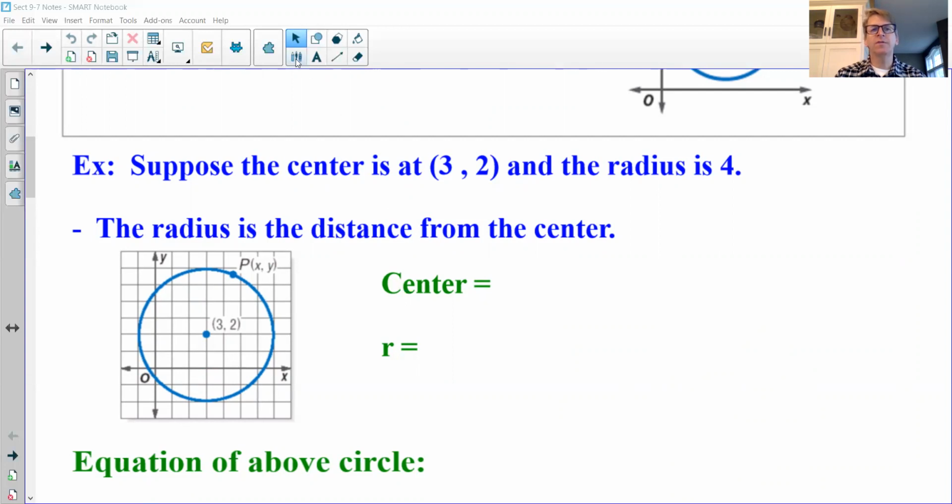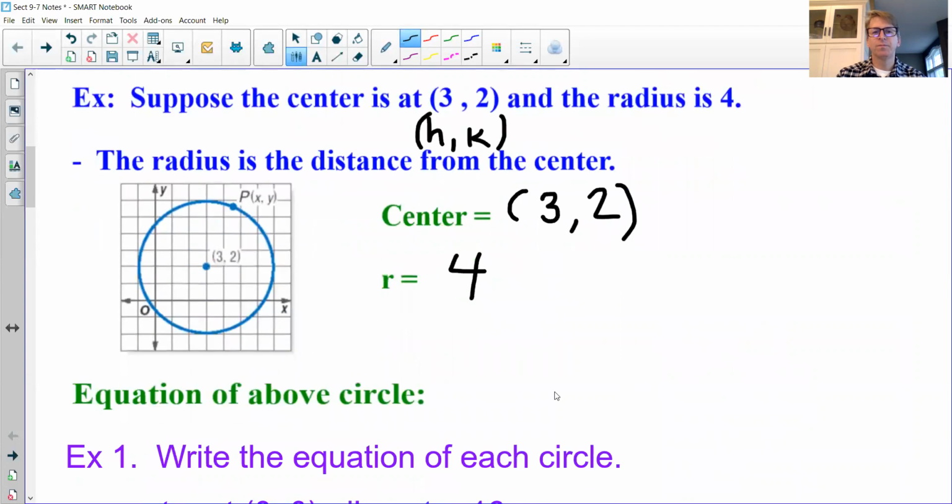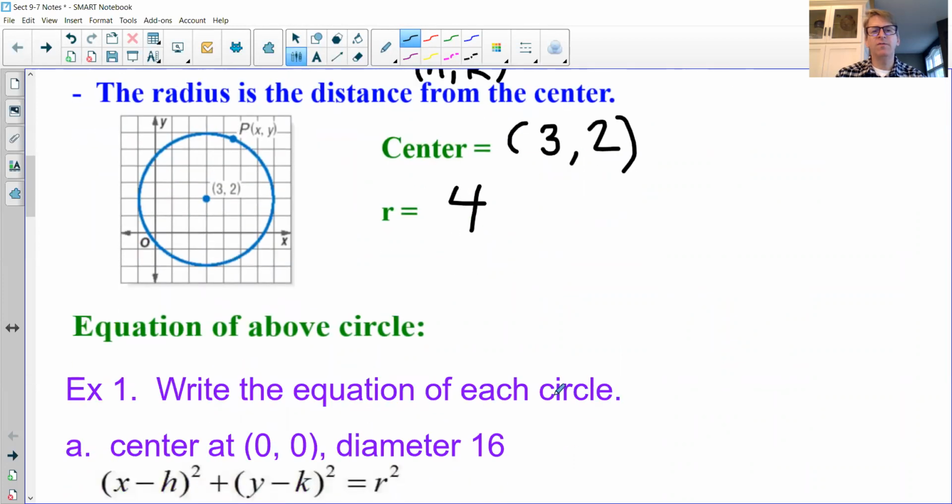Okay, so if the center is at 3, 2, you want to think of that center as h, comma, k. And the radius is 4. The radius is the distance from the center. So the center for this one is 3, comma, 2, and it says here that the radius is 4. Okay, so the second part is this: write the equation of the above circle.